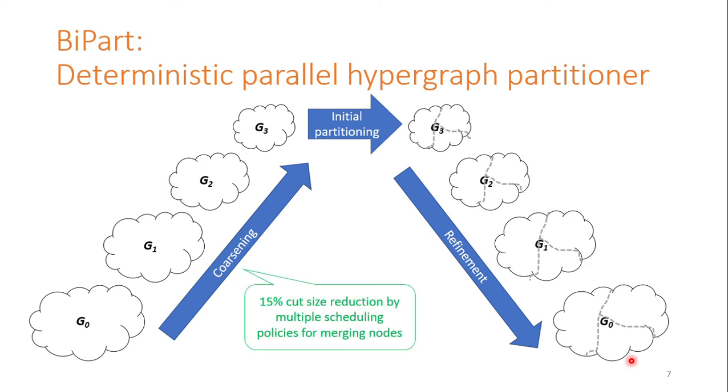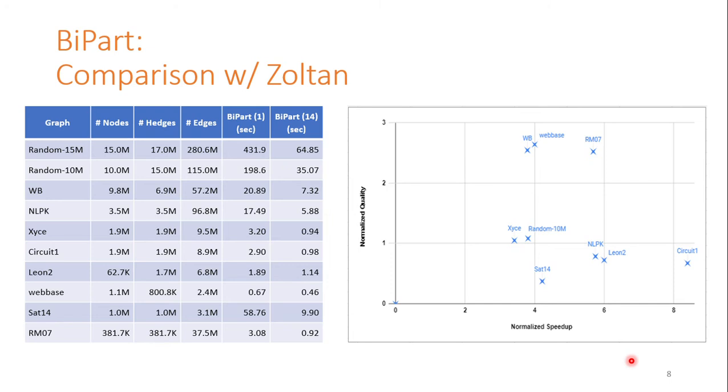Now, ByPart reduces the cut size by 15% compared to our previous version because we explore multiple scheduling policies when merging nodes. Also, we changed our graph representation to use CSR format so that our runtime is 2 times faster now. And here's a detailed comparison of ByPart against Zoltan, the fastest graph partitioner produced by Sandia Lab.